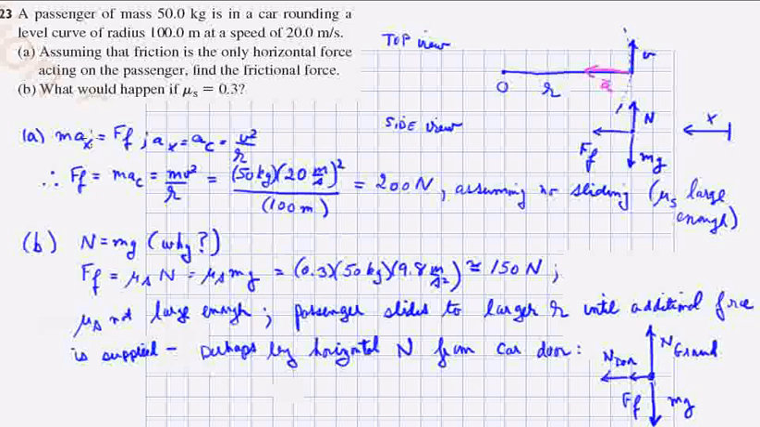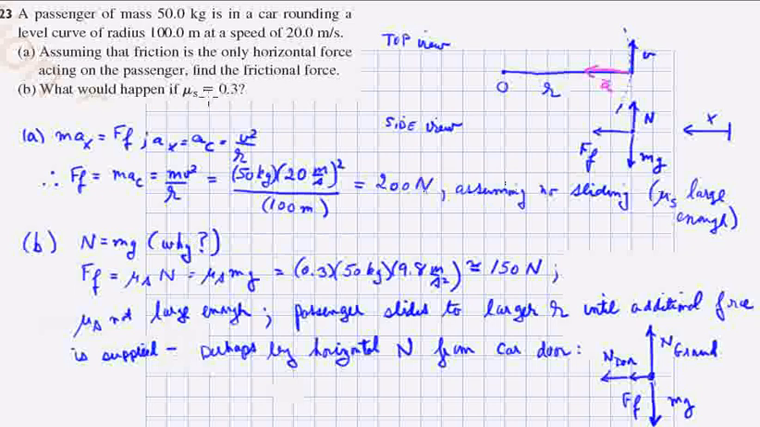So Newton number 2 tells me that at this particular instant of time, the mass times the x-acceleration is equal to the force. But we know that the x-acceleration is equal to the centripetal acceleration, which is v squared over r. Therefore, the frictional force is equal to the mass times the centripetal acceleration, which is mv squared over r. Putting the numbers in, 50 kilograms times 20 meters per second squared over 100 meters, which comes out to 200 newtons. And this, of course, assumes no sliding, or in other words, that mu sub s is large enough to supply the friction.